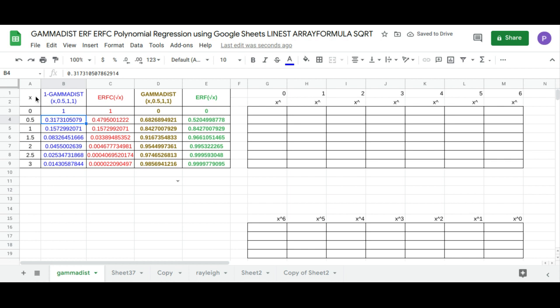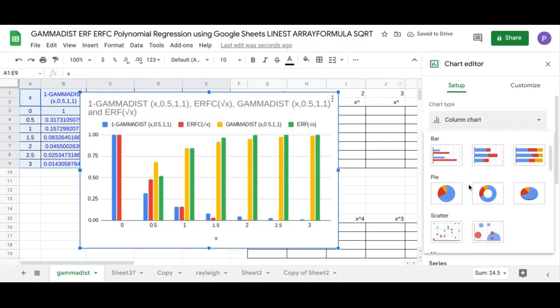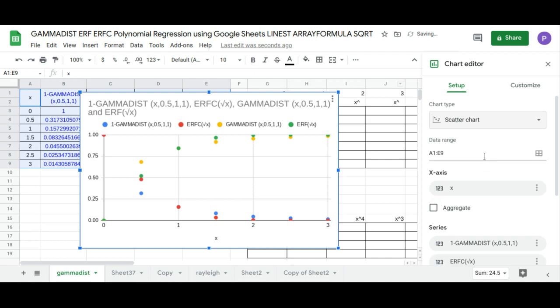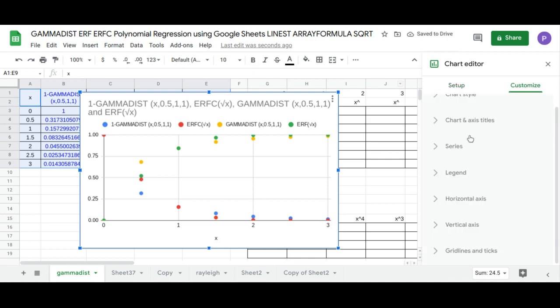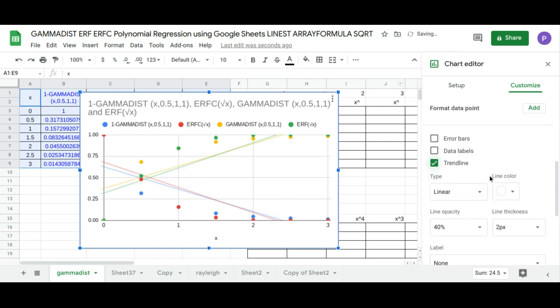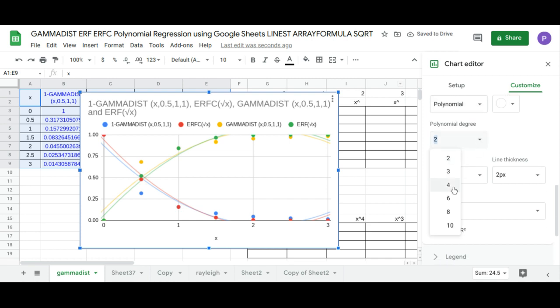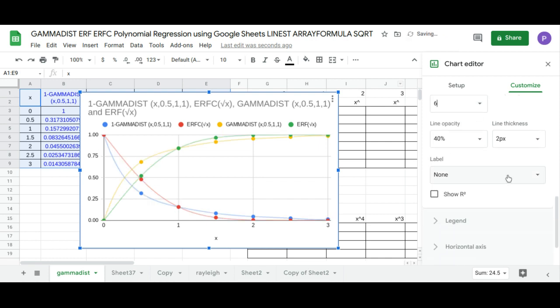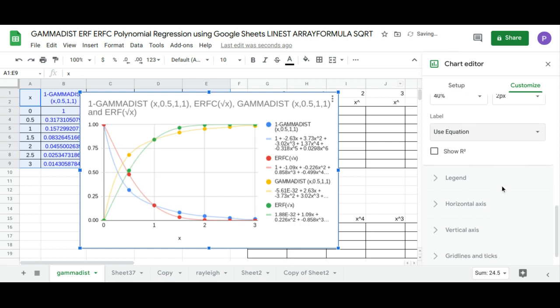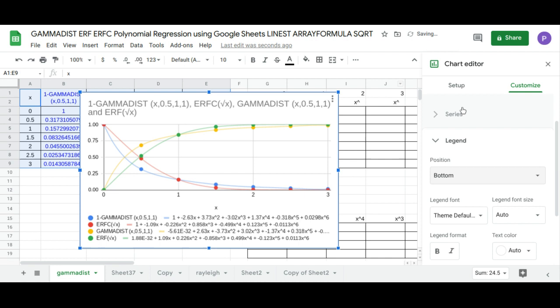And we chart this. We insert a scatter chart. Then this is the scatter chart. And we show the trend line, series, trend line, polynomial to the 6th degree. For the label, use the equation. For the legend, position at the bottom.